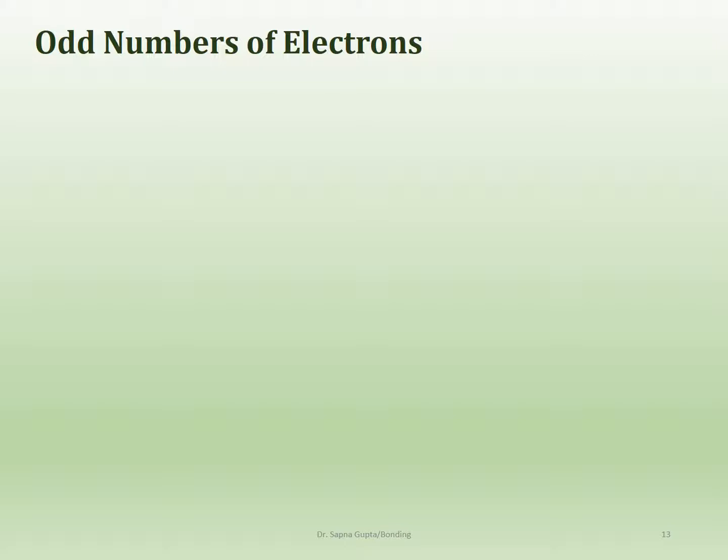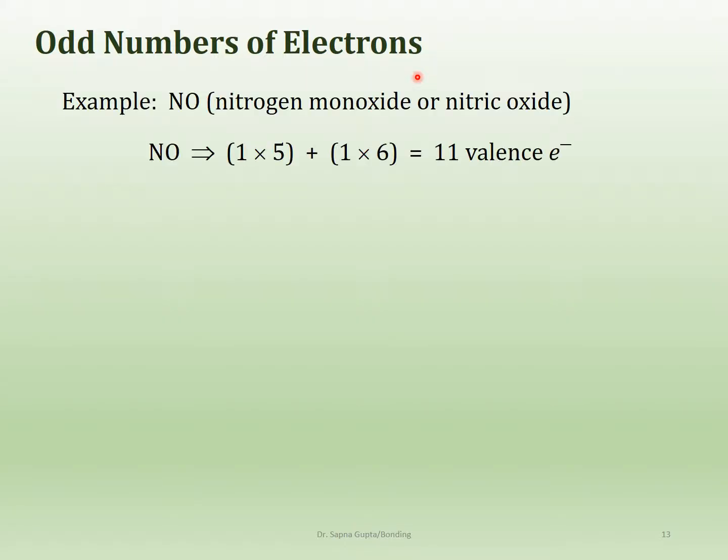The last exception for the octet rule is the odd number of electrons. The major culprit here is nitrogen. Nitrogen has 5 valence electrons, which means one of the electrons is unpaired to begin with.